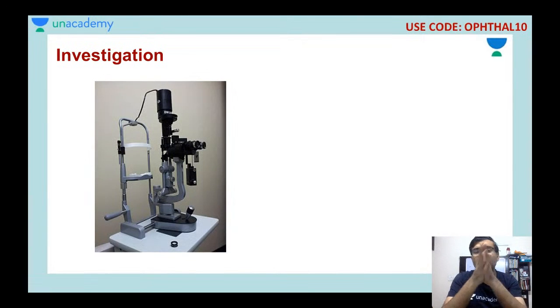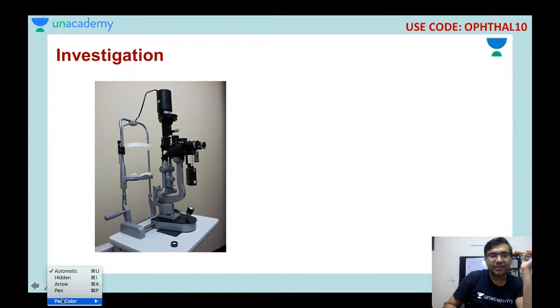Now the question comes: what is the main investigation that you do whenever you have to see a patient with a red eye? You have to do lots of investigations. The first investigation that you have to tell your examiner is a diffuse, comprehensive slit lamp examination. Why is it important?